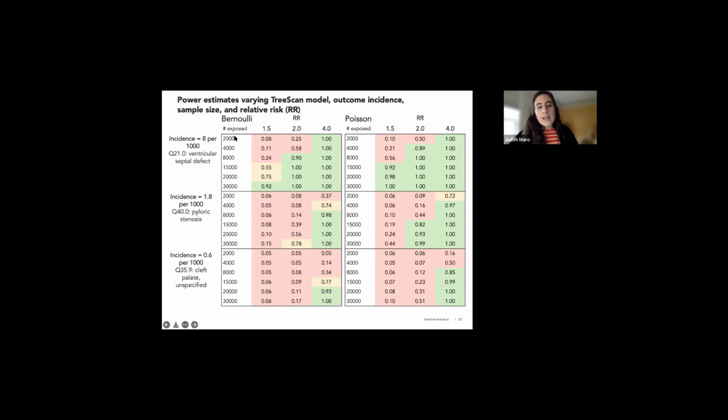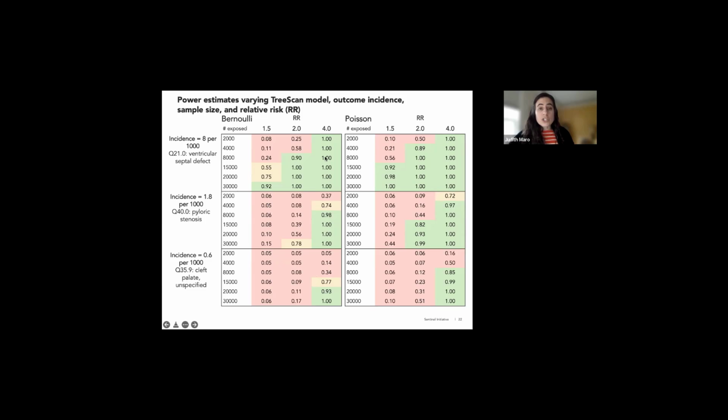And so when you increase the number of individuals that are exposed, you have power that increases. When you seek to detect a risk that is larger, more severe, you have more power. And when you are looking at a common outcome rate, you have more power than when you're looking at a very rare outcome rate. So this should just jibe with your understanding of how all of these pieces move together.